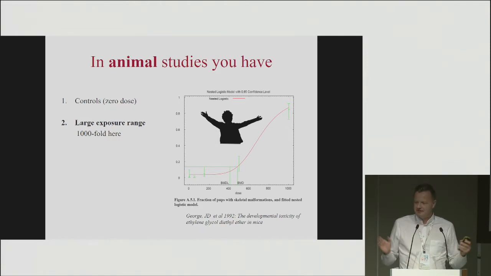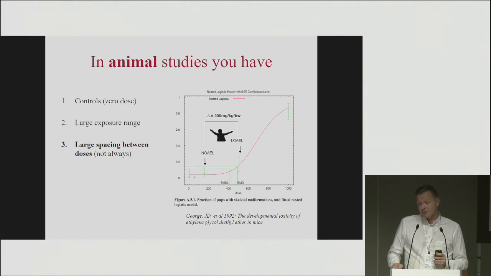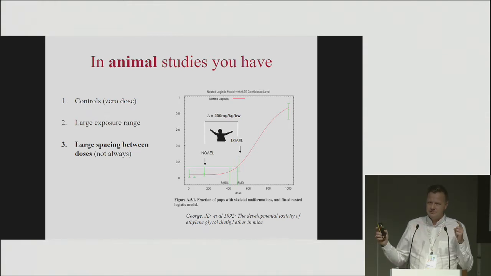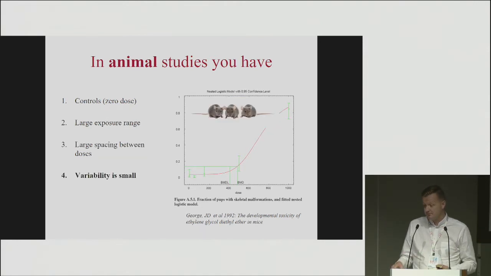We are not studying that range. You also sometimes have large spacing between doses, and from my perspective, this is one of the reasons why benchmark dose modeling is so nice for these controlled experiments. Instead of looking at no-well and low-well, you fit the model through the data and decide the point of departure, and you don't have to stick to this really large interval, taking the low-well. So that's one of the strengths.